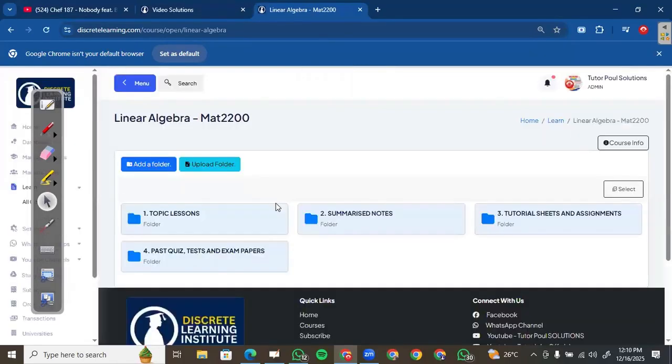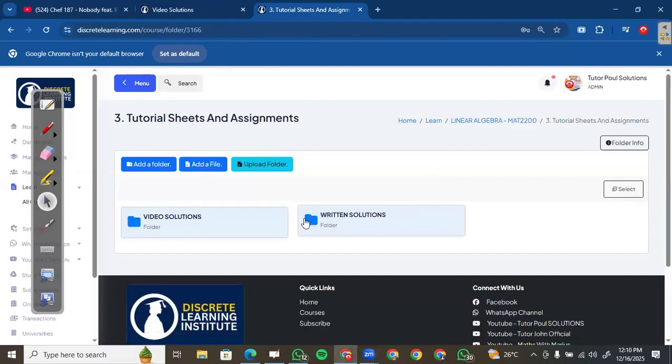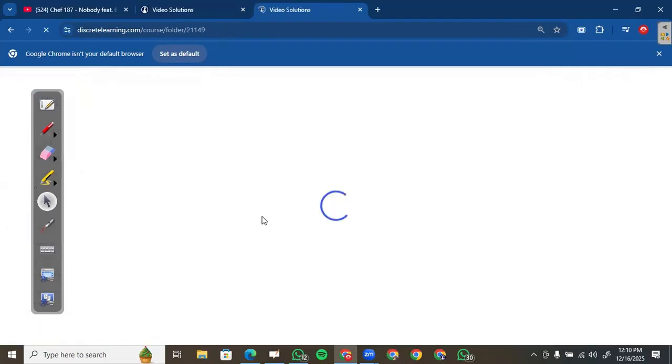So if I open this course here, you can see what I'm going to have. There are some topic lessons that we uploaded there, summarized notes on all the topics that you're going to cover in linear algebra. There are tutorial sheets and assignments here and past quiz tests and exam papers. So the arrangement is the same even with the other courses, but I'm just using linear algebra. So if, for example, I go in this folder for the tutorial sheets, okay? You're going to see that there are video solutions here and also written solutions to tutorial sheets. So you can open video solutions, okay?